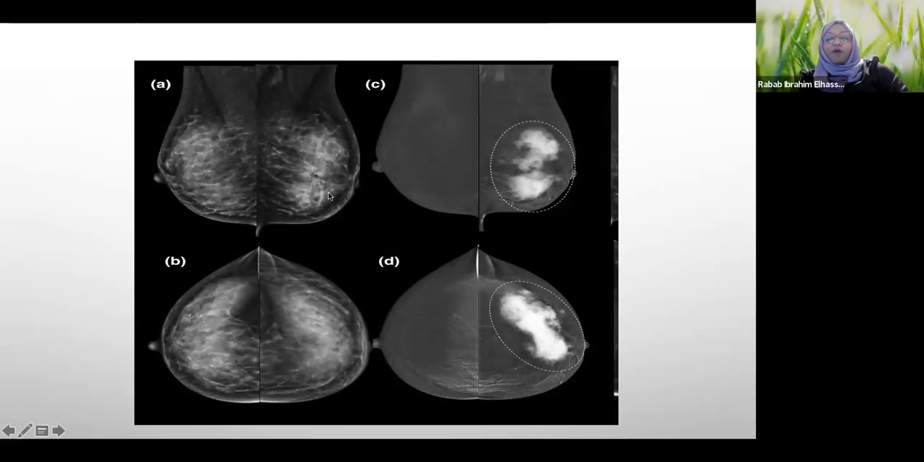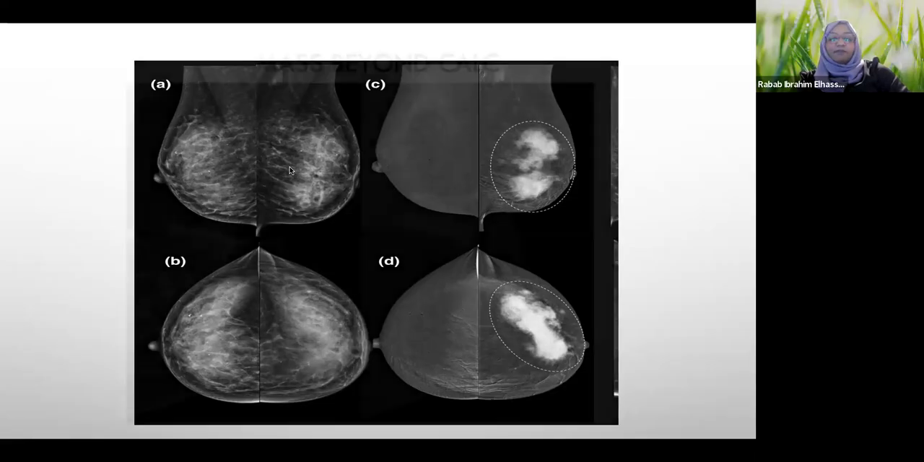Another example of how the staging can be performed by contrast enhanced mammogram. So this is a very dense breast. The lesion in contrast enhanced mammogram is very big, and also it's a multicentric disease. And this cannot be measured accurately in this mammogram.